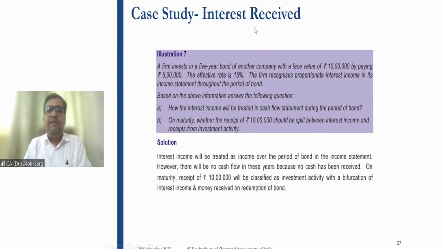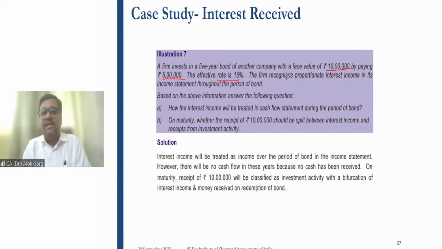A firm invests in a 5-year bond of another company with a face value of rupees 10 lakh by paying rupees 5 lakh. Today the company is paying 5 lakh rupees, right? And after 5 years, the company will be getting 10 lakh rupees. The effective rate is 15%.